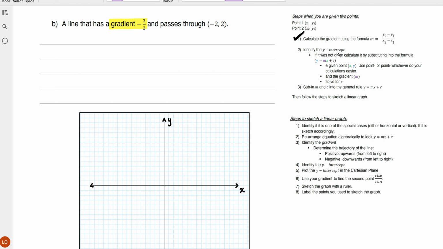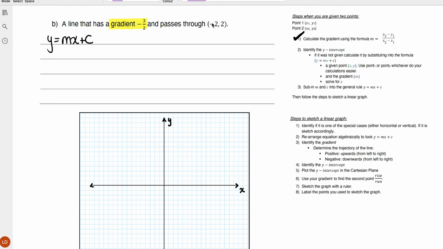Good. Identify the y-intercept. We don't have the y-intercept. Sometimes they give it as a point. If I give you a point such as 0, 2, I will know that my y-intercept is 2. But in this case, I'm not giving the y-intercept, so we're going to find it. How do we do that? We take our general rule, y equals mx plus c.